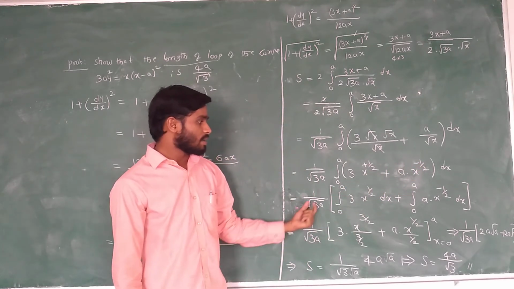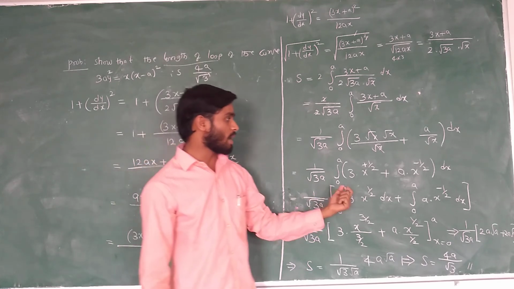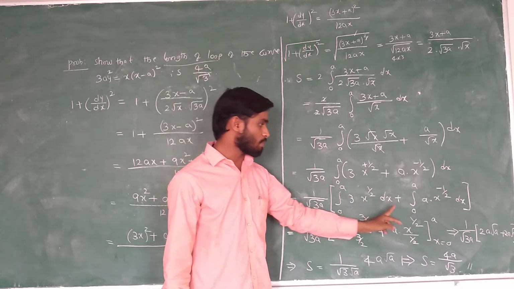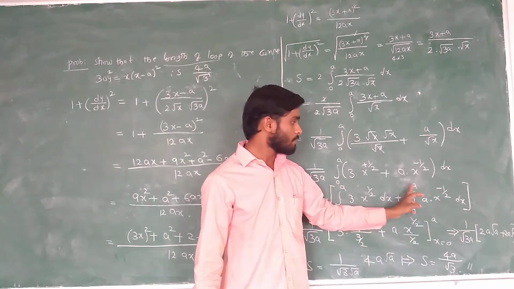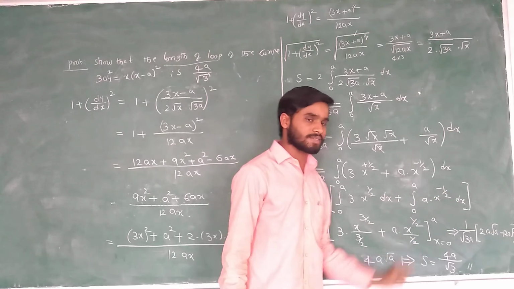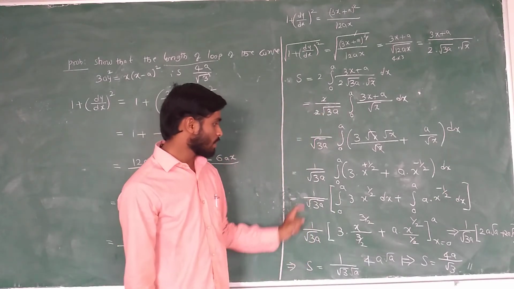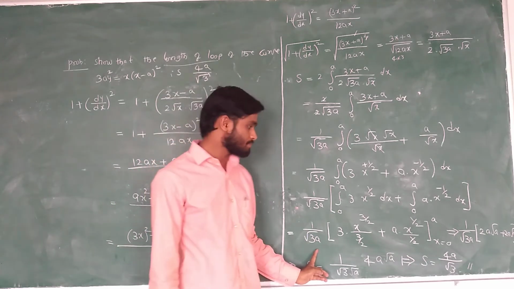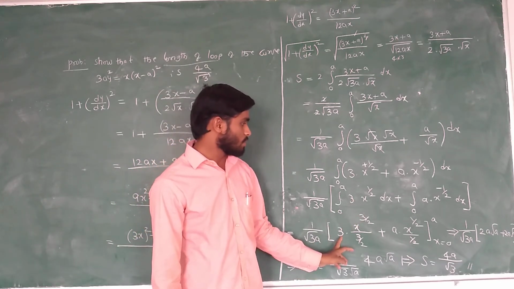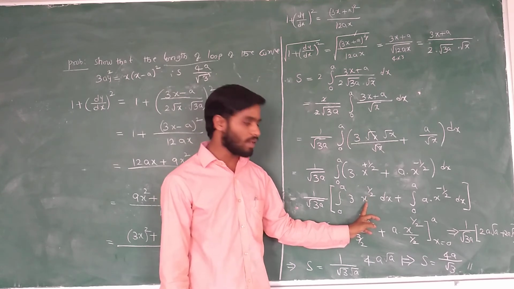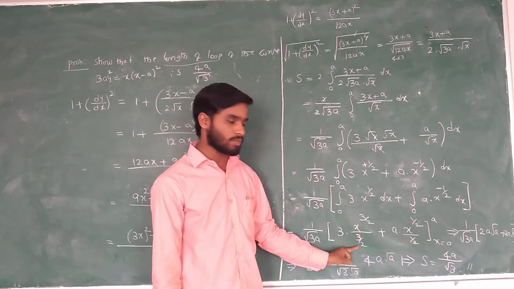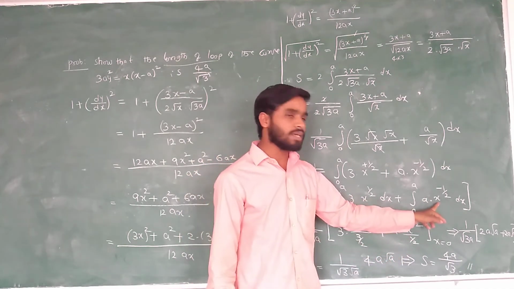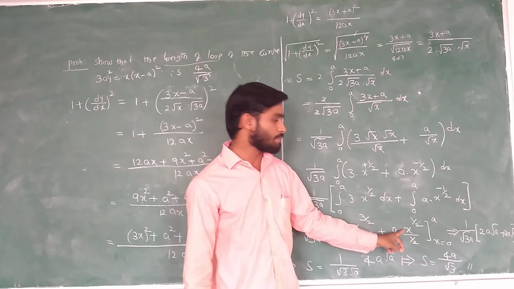Now split the integration into two parts. Integration 0 to a of 3x power 1 by 2 dx plus integration 0 to a of a into x power minus 1 by 2 dx. Now get the integration. 1 by root 3a I take outside, that is already a constant. 3 into x power 1 by 2 integration will be x power 3 by 2 by 3 by 2, plus a is an outside constant, and x power minus 1 by 2 integration will be x power 1 by 2 by 1 by 2.